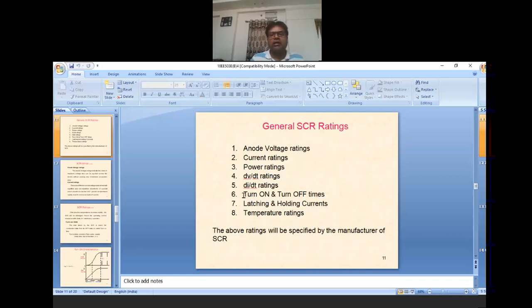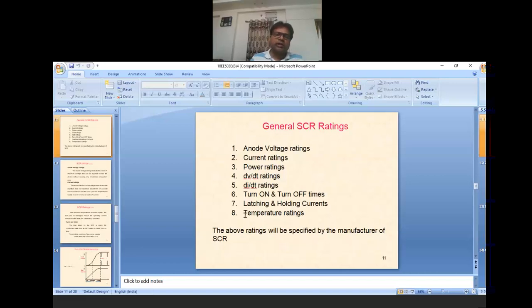And then turn on and turn off times. These are the most important things which you have to understand. Again, there will be proper turn on and turn off times, which you have to tune to be suitable for that particular load and circuit in which the SCR is connected. Depending on the frequency of operation of the SCR to suit the load, you have to tune your turn on and turn off times. Latching and holding currents, these things we have already discussed in the previous sessions. There will be certain limits for latching and holding currents also.